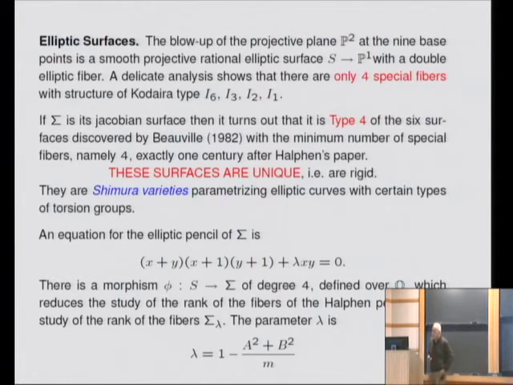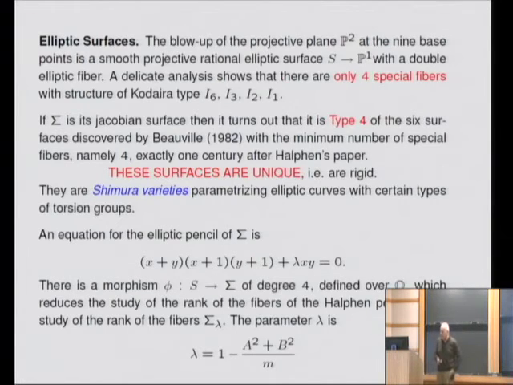Now, it turns out that if you go to the Jacobian surface, this surface has no section because it has a double fiber. But if you go to the Jacobian surface, then the double fiber becomes a simple fiber, as you have a section. And this Jacobian, the rational elliptic surfaces with only four singular fibers were completely classified by Bouville, the ones which have a section.